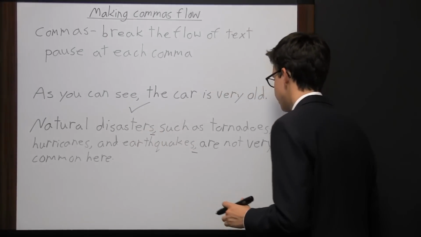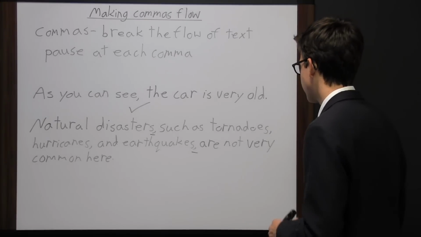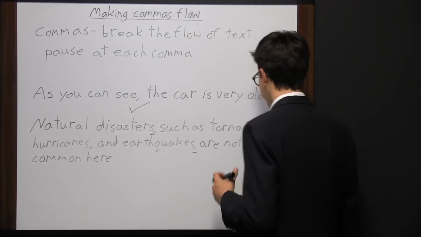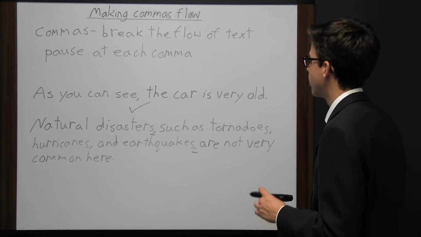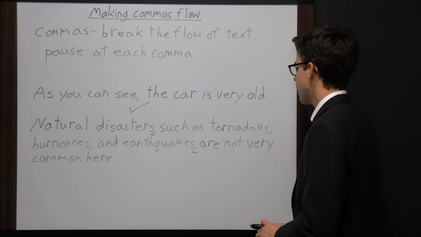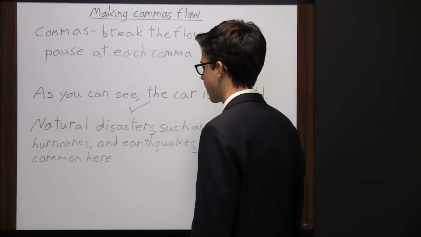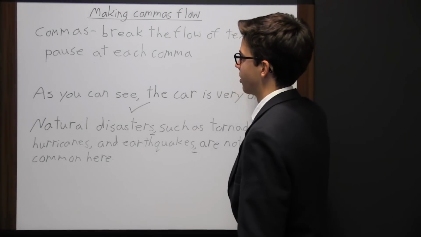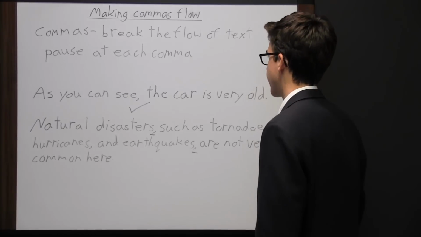Now, when you're reading the list, such as tornadoes, hurricanes, and earthquakes, you don't really need to pause in between each item in the list. But here the commas aren't here as much to break the flow of text. In this case, they're just distinguishing between the different items in the list. So this is kind of an exception of when you wouldn't follow the rule that commas are only there to break the flow of text.